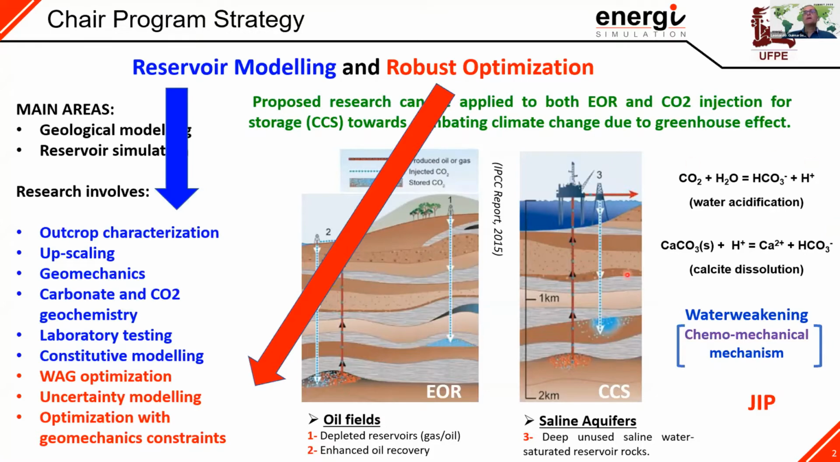One important aspect of our research is that as we are injecting CO2 in carbonates, we expect to have water acidification and calcite or mineral dissolution that will change porosity and permeability, and also will trigger the water weakening phenomenon, which is the influence of mineral dissolution and precipitation on the geomechanical properties of the rock, its strength and stiffness. Related to this topic, I will present in the last slides a JIP, a joint industry project that we are proposing together with CSIRO and LNCC.